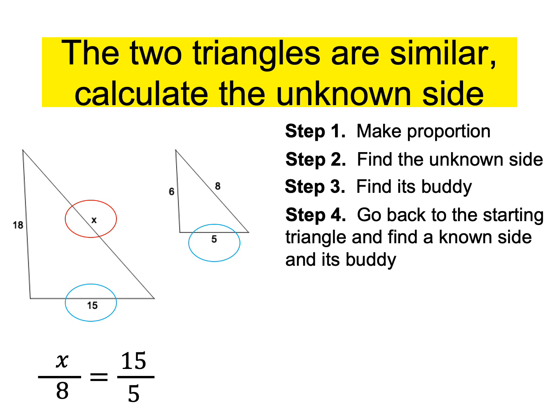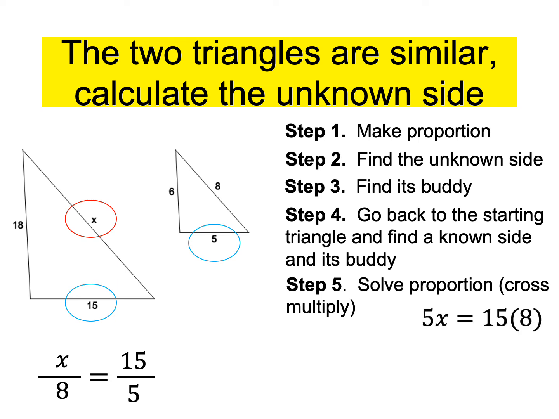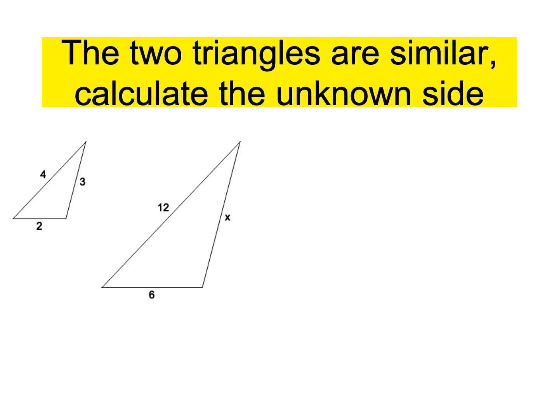And then we simply do some cross multiplication to solve that. 5 times x is equal to 15 times 8, or 8 times 15, either way. We do the algebra on that, we solve the problem, and we get to the answer. Not an issue when the shapes haven't been twisted or turned.